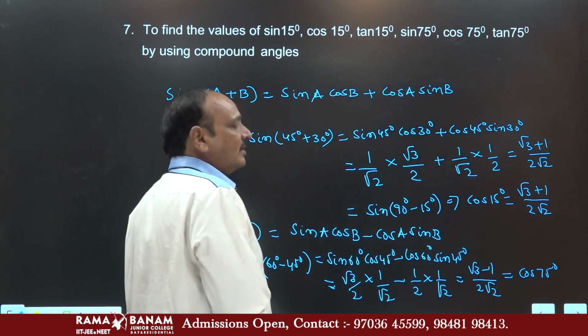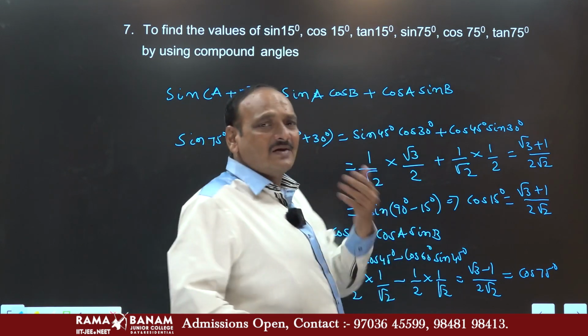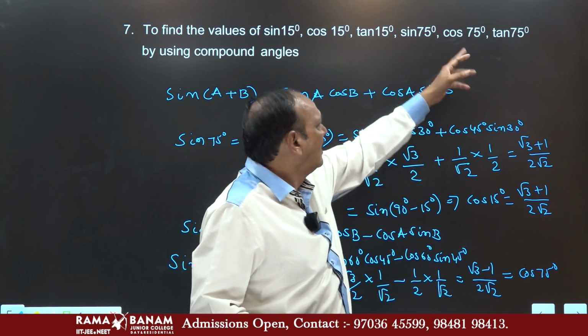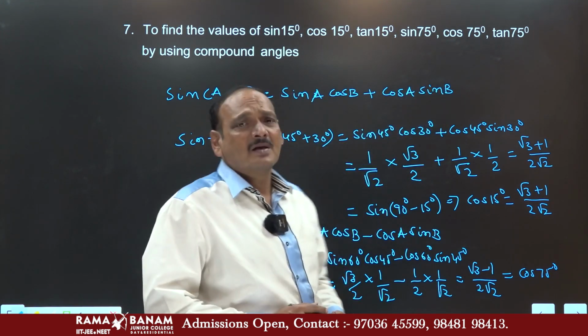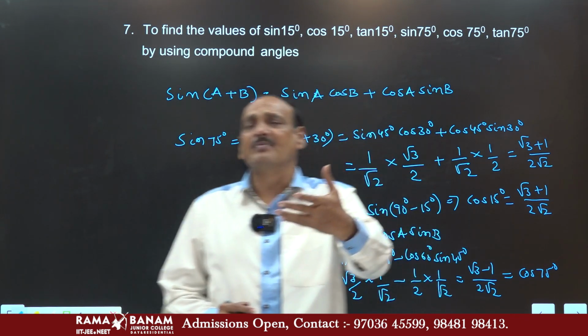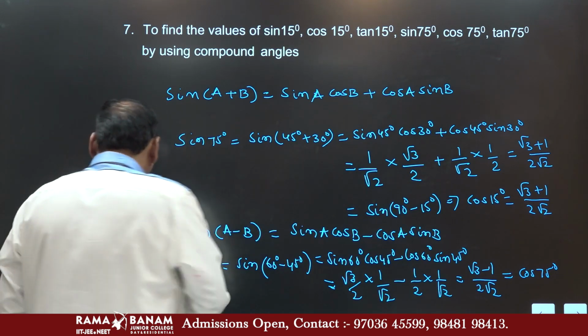Which is nothing but cos 15 degrees. So, similarly, tan 15 is nothing but sin 15 degrees by cos 15 degrees. Again, tan 75 is nothing but sin 75 degrees by cos 75 degrees. We can find by using the tan theta concept, sin theta by cos theta.